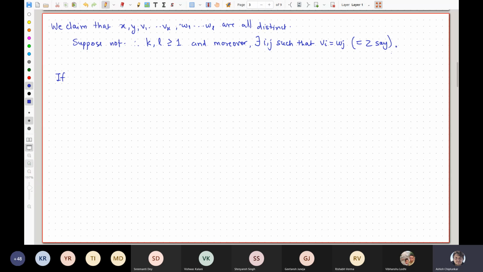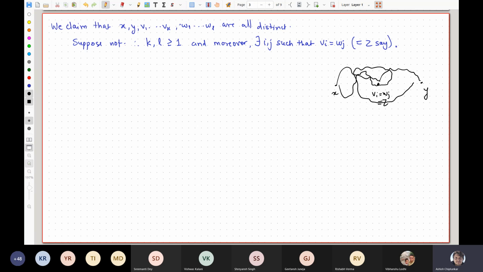Okay, so now let us consider this. Let's draw a little diagram over here. You have x, you have this vertex vi equal to wj equal to z. You have this vertex y, and then there is something happening, some mess happening over here. I don't know, there could be a lot of possibilities.